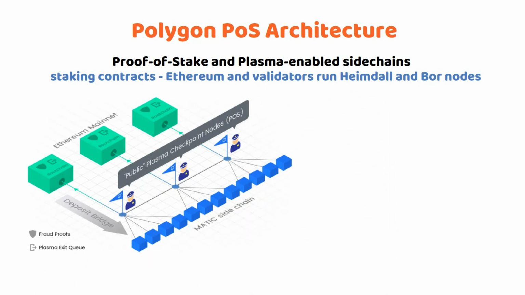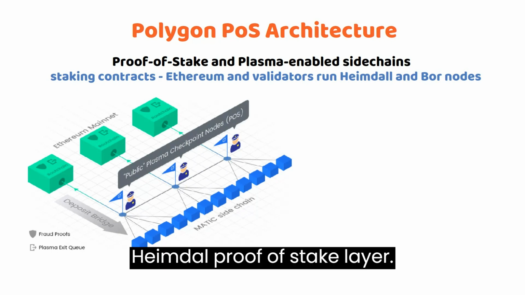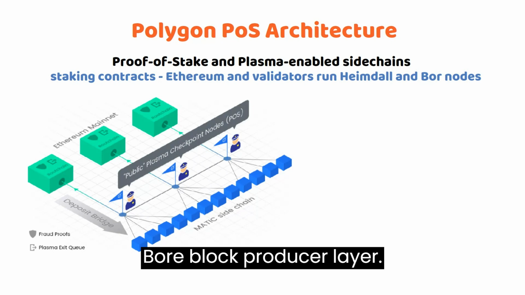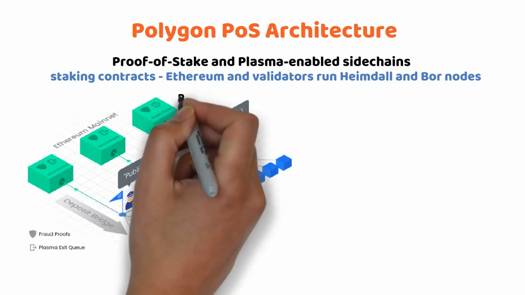Polygon PoS has a three-layer architecture. Staking smart contracts on Ethereum. Heimdall, proof-of-stake layer. Bohr, block producer layer. Polygon smart contracts on Ethereum.